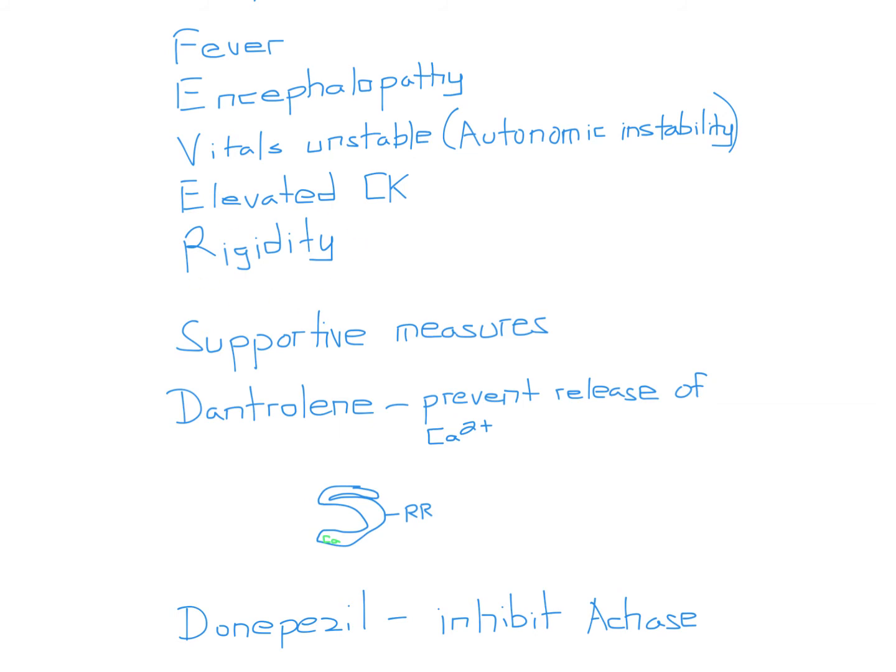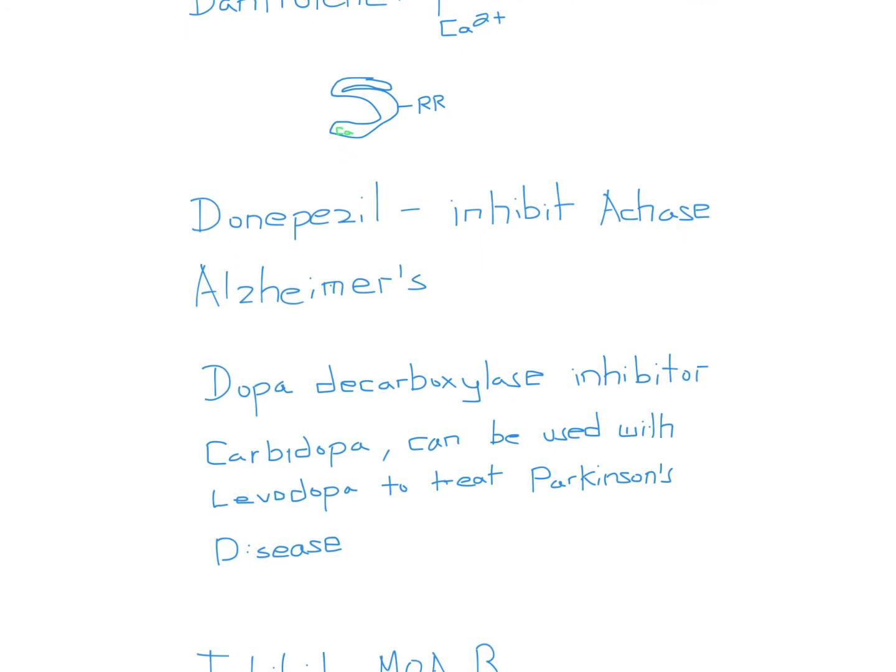Okay, and so just talking about the other different medications and mechanisms of action listed. We also have donepezil. In this case, it inhibits acetylcholinesterase, which is just the enzyme that breaks down acetylcholine. So in this case, we're inhibiting this enzyme. But this is typically used for Alzheimer's, so this wouldn't be useful in this case.